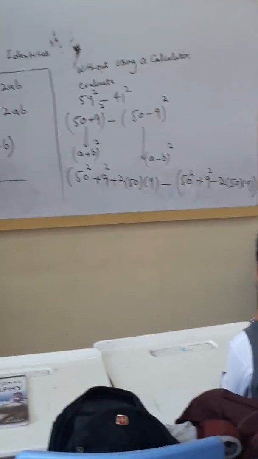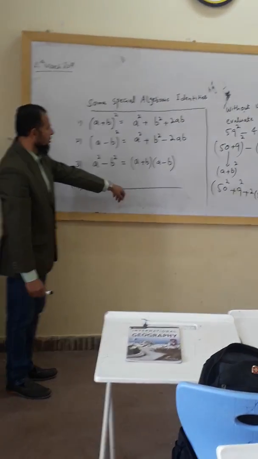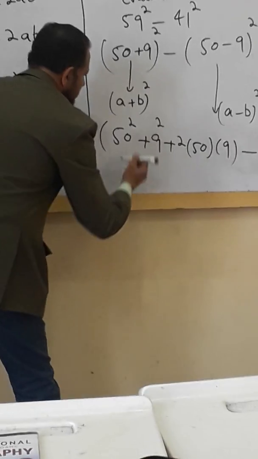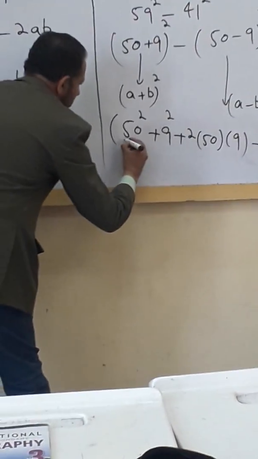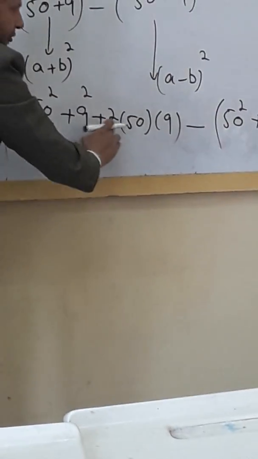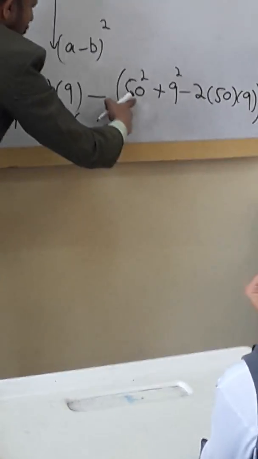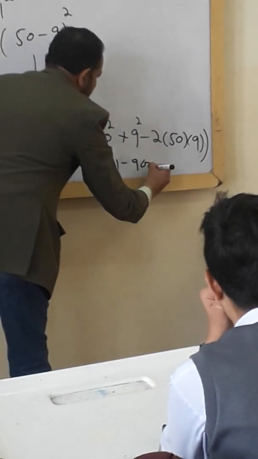Now, what have we got? We have got this. See the result. This is going to be 50 times 50 is 2500 plus 9 times 9 is 81. And if you multiply this, 50 times 2 is 100, so this is going to be 900. Then the same thing applies over here. 50 into 50 is 2500 plus 9 into 9 is 81. And this is going to be again 50 into 2 is 100 and 9 is going to be 900.